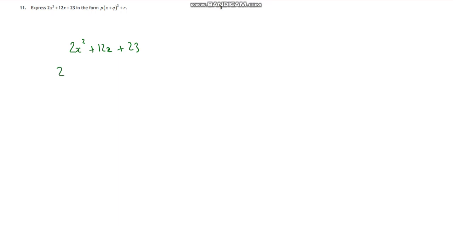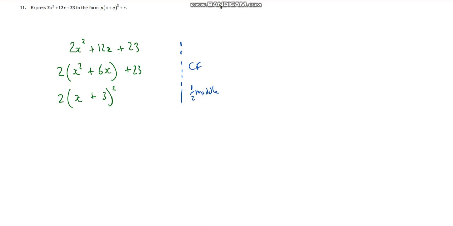So first thing you do is take out your common factor, and I'm just going to take out 2 for the first two terms because it makes my life easier. I like to just do that. Now that I've got x squared on its own, I'm able to rewrite this as 2(x plus 3) squared. So all I'm doing there is halving the middle term. So I'm looking for a common factor, and then I'm halving that middle term. And this is now starting to take shape. It's starting to look exactly as it should do.